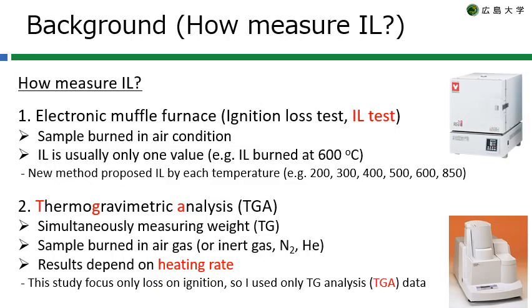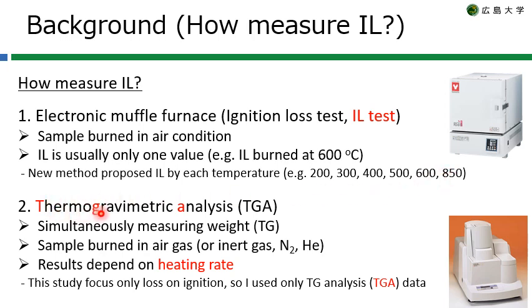This slide shows how to measure IL. There are two methods to measure IL. One is the most popular method, using an electric muffle furnace. In this slide, I call it the IL test. There are two features of this method. First, the sample burns in air. Second, IL is usually only one value. However, a new method has been proposed in which the weight is measured after burning at each temperature, for example, 200, 300, 400, 500, 600, and 850 degrees.